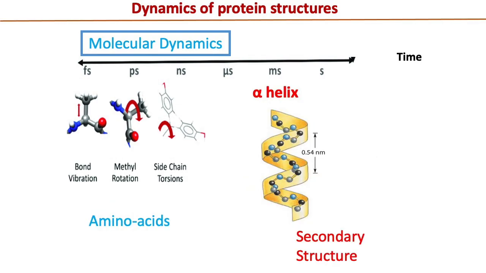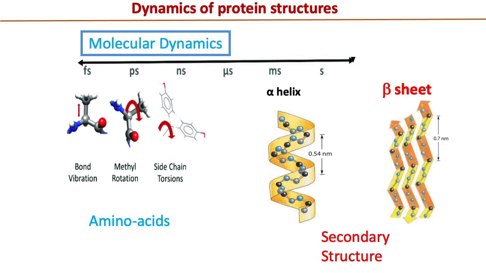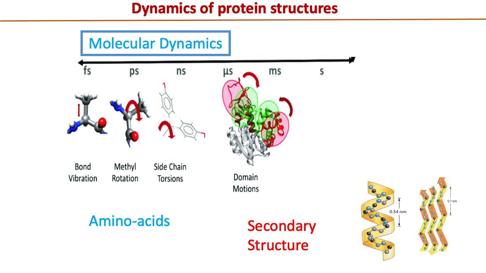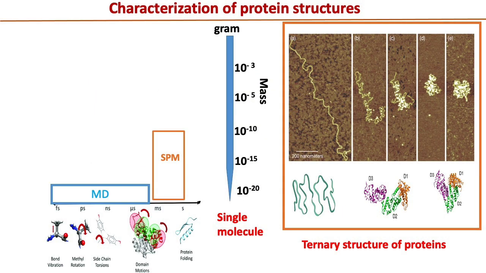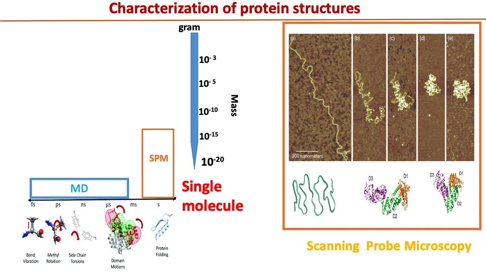The secondary structure is constituted by the arrangement of the amino acids into the alpha helix and beta sheet. Fluctuations of this domain appear in the time window between the microsecond and millisecond. The tertiary structure is responsible for the globular shape of the protein. Folding and unfolding of protein must be monitored in the time range of the second. Scanning probe microscopy is particularly well suited to monitor this conformation at the single protein level. Denatured, cigar, and globular shapes are here directly imaged.